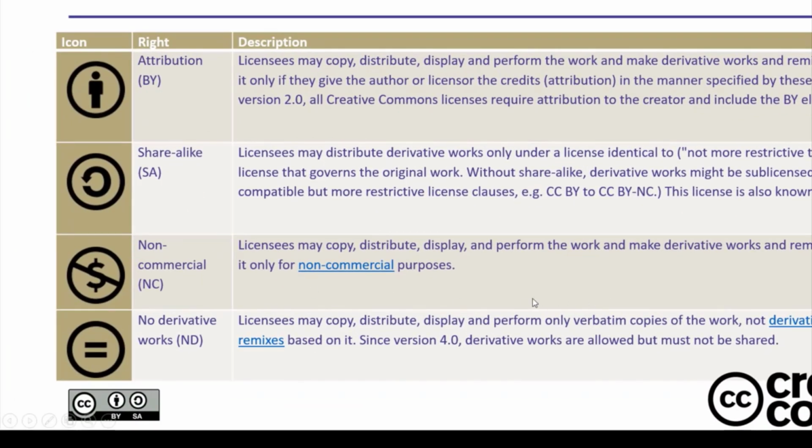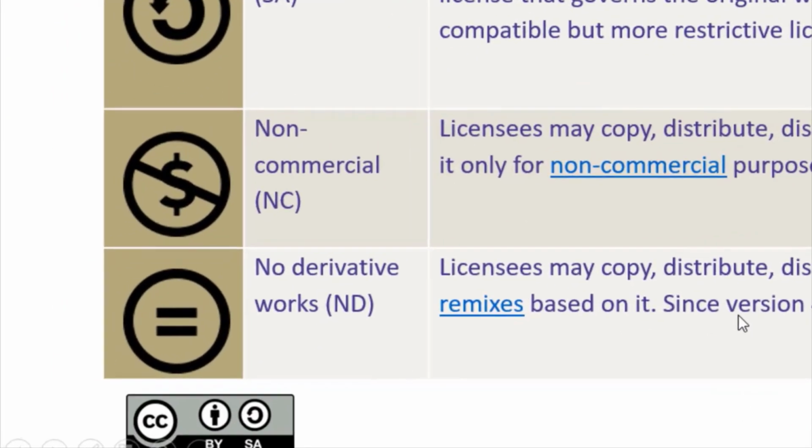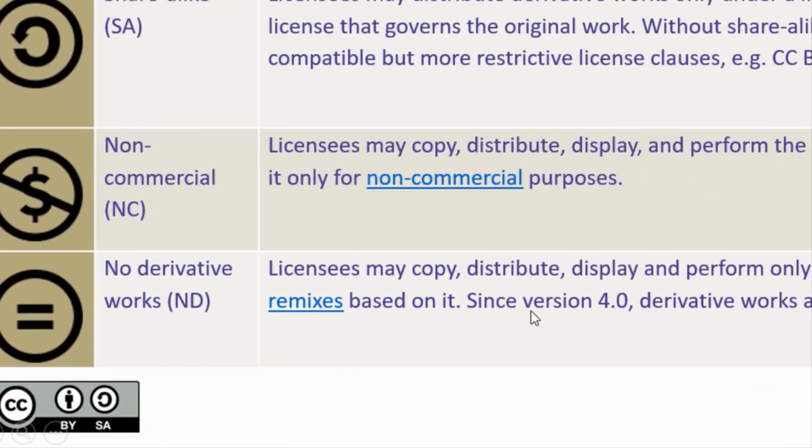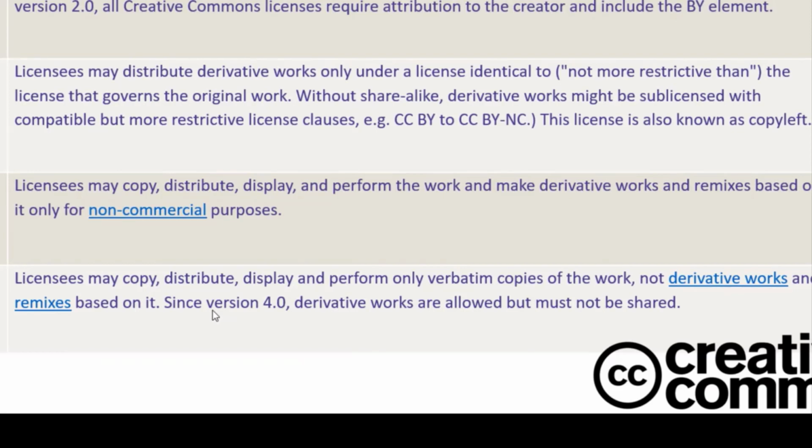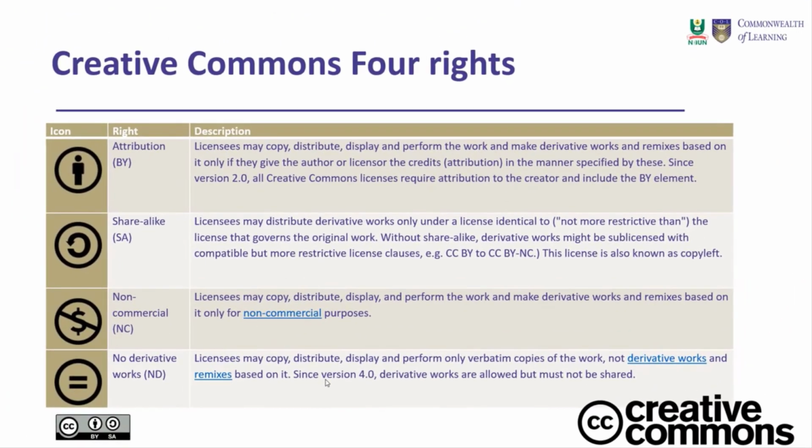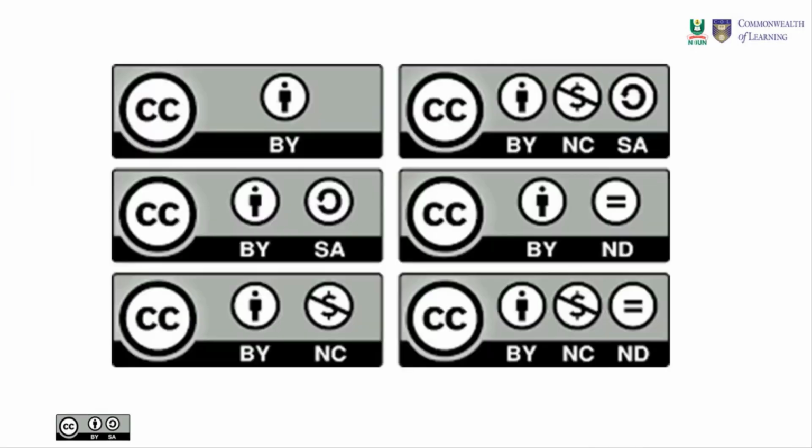Then the non-commercial, you can copy, distribute, display, but non-commercial. Non-derivative work, you can copy, distribute, display, but perform only verbatim copies of the work. Don't adapt, don't remix. Creative Commons has 6 different types of licenses, and we are going to look at them from the most permissive to the least.